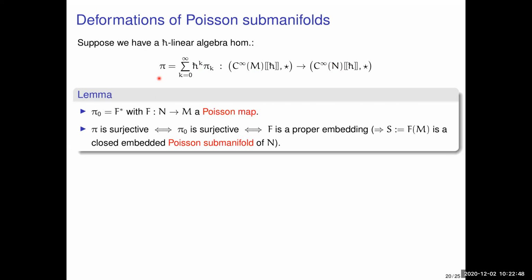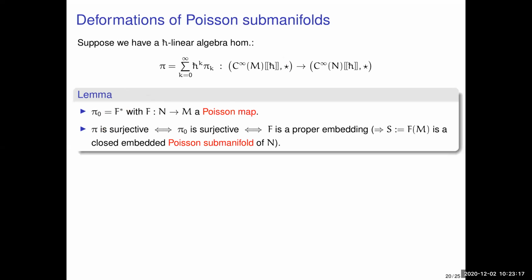Okay, what can we say about this map? Well, first of all, you can check that each of these pi k is the pullback of a smooth map from N to M, and at order 0, pi 0 is a Poisson map. The property of being a homomorphism for the star product tells you that pi 0 respects the Poisson bracket.